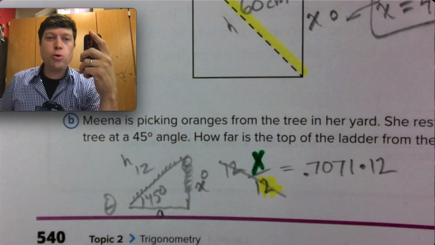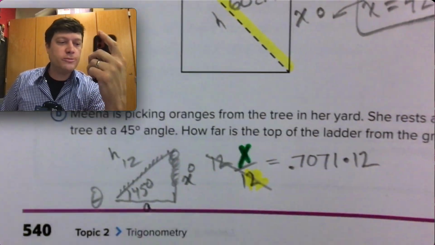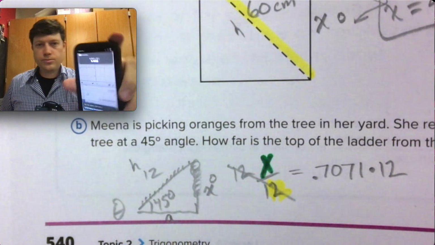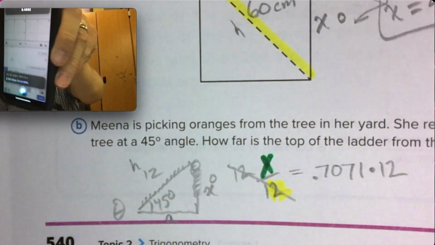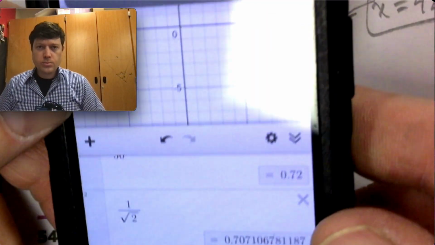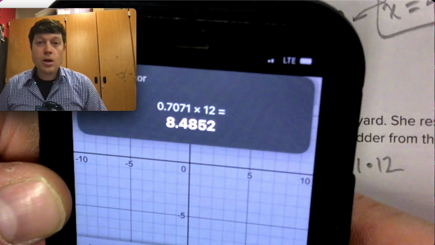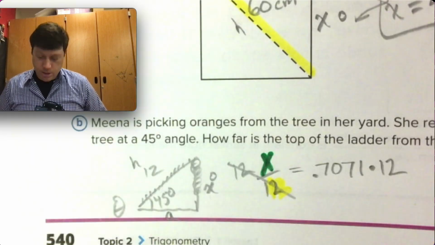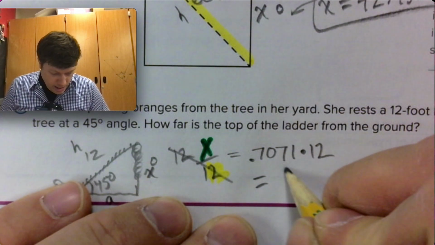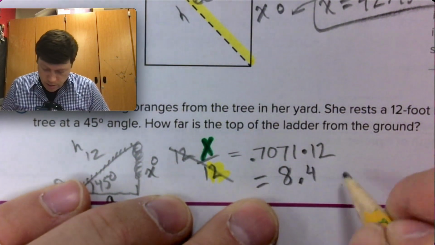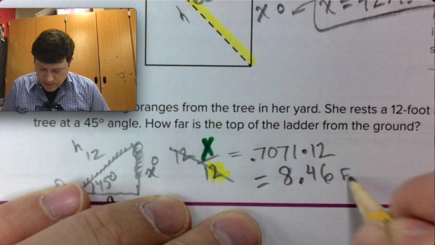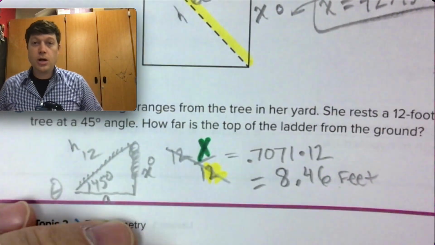Hey Siri, what's 0.7071 times 12? 0.7071 times 12 is 8.4852. That's how many feet above the ground her oranges are. 8.49, I'm rounding to 2 decimal places. There you go, you guys.